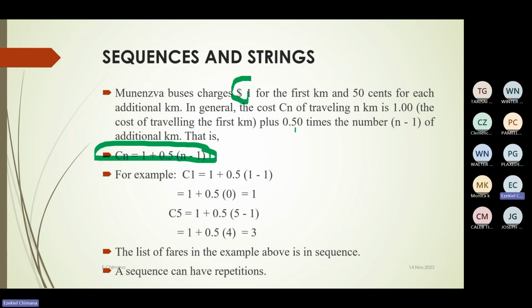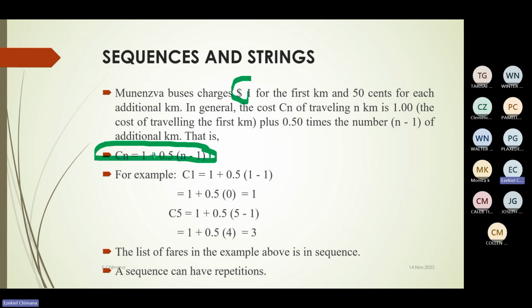So if n is going to be 20, which means you are traveling for 20 kilometers, it would be 20 minus 1, and then you get what? You get 19 times 0.5, then plus 1. That's how you can use a sequence. So this one is an n-th term. This is a general term which actually produces the whole sequence.